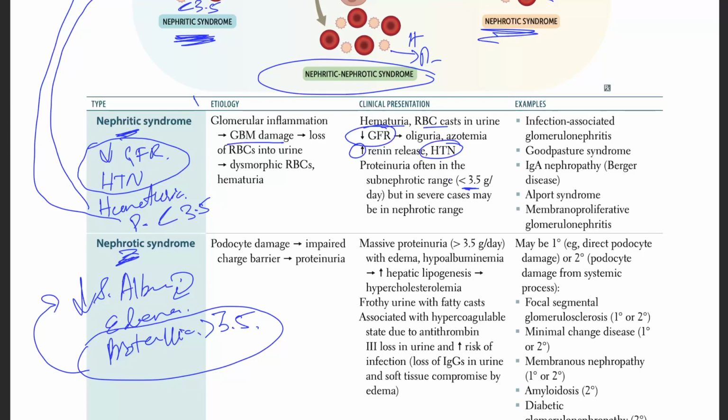Examples are infection-associated glomerulonephritis, Goodpasture syndrome, IgA nephropathy, Berger disease, Alport syndrome, membranoproliferative glomerulonephritis.